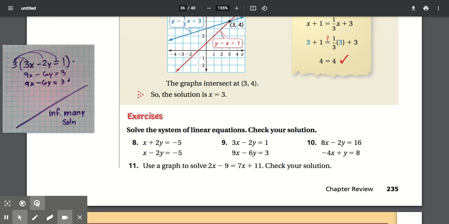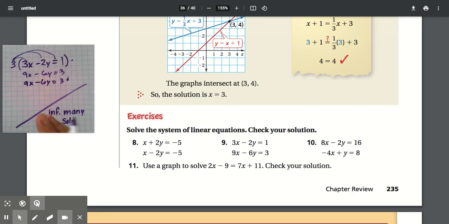All right, that's it. So you are using those 3 different methods, graphing, substitution, and elimination, to solve systems of linear equations and analyze and interpret what those solutions mean. So you have infinitely many solutions if it's the same line, you have one solution if it's crossing at one point, and you have no solution if it's parallel lines.